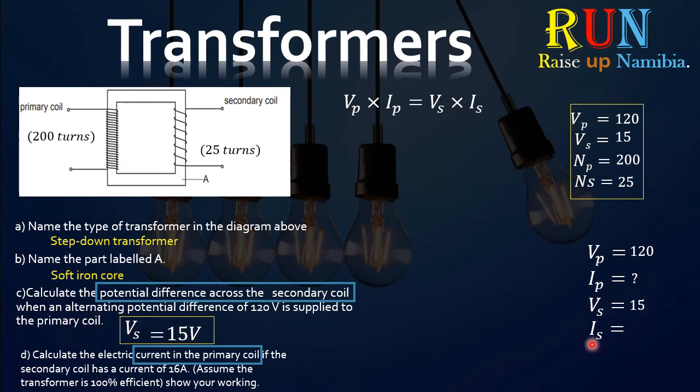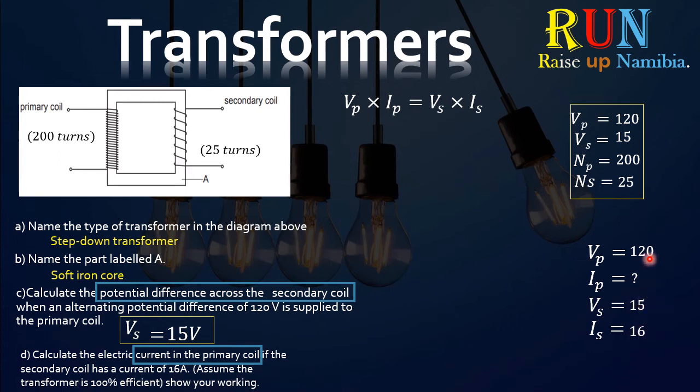Write that down. Then what is Is? Now Is is the current on the secondary coil. So let's check, do we have current here? If it's not on the diagram and it's not here, we can go back to the statement and reread it. So calculate the electric current in the primary coil if the secondary coil has a current of 16 amps. So the Is is 16 amps, so we write that down.